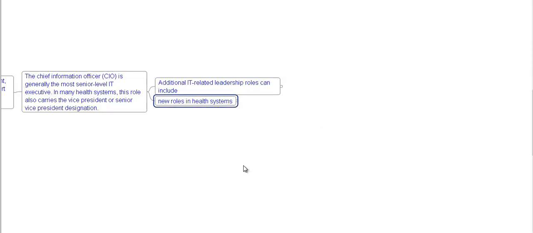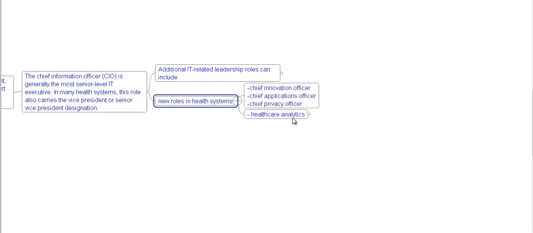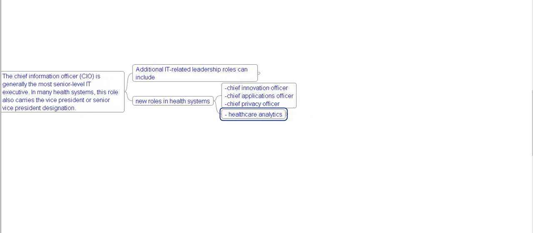New roles in healthcare system: Chief Innovation Officer, Chief Application Officer, and Chief Privacy Officer. Now, healthcare analytics.